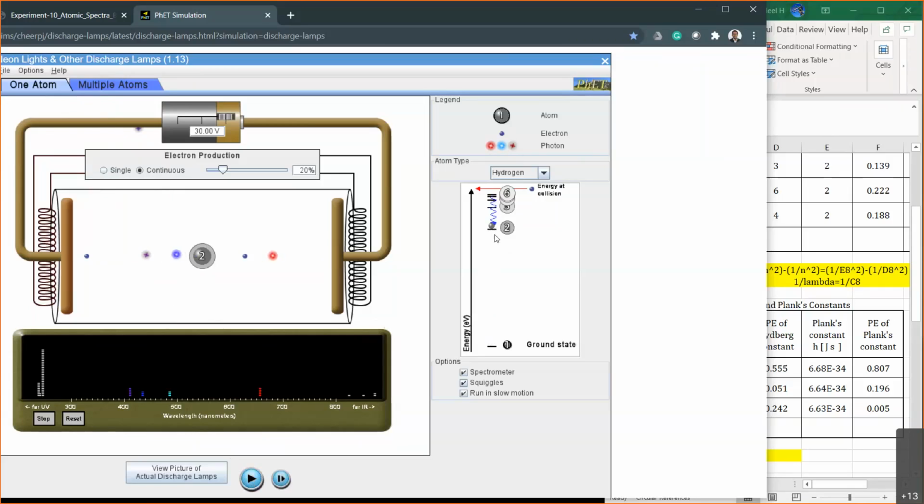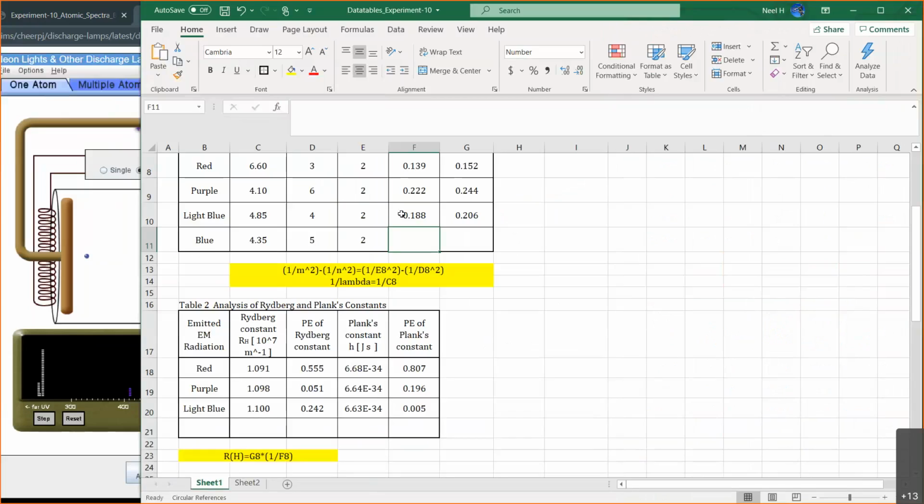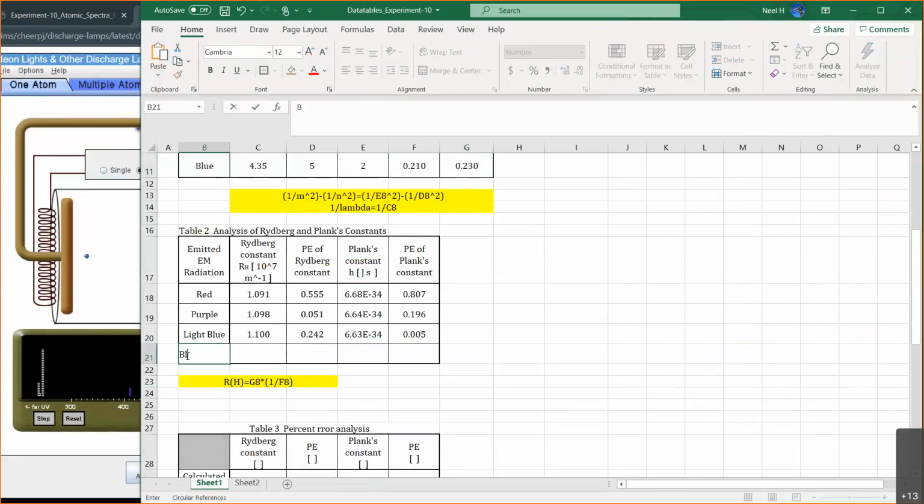All right, so that goes from 5 to 2, right? Okay, so we can say blue. And the wavelength I can read from here, maybe 410, 420, 430, maybe 435, which means 435 nanometers. And let's try with 5 to 2. That's what I observed. If it is wrong, I can easily see that when I calculate the Rydberg constant, right? So let's check it out. Blue.